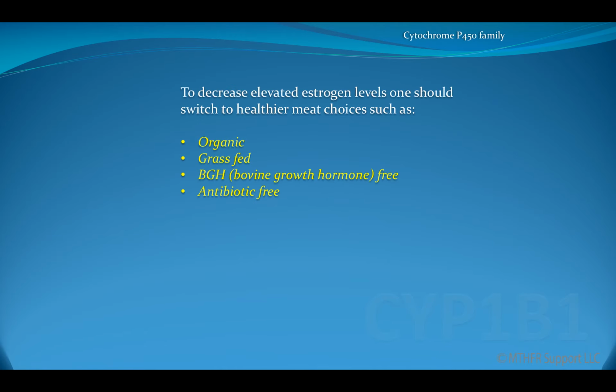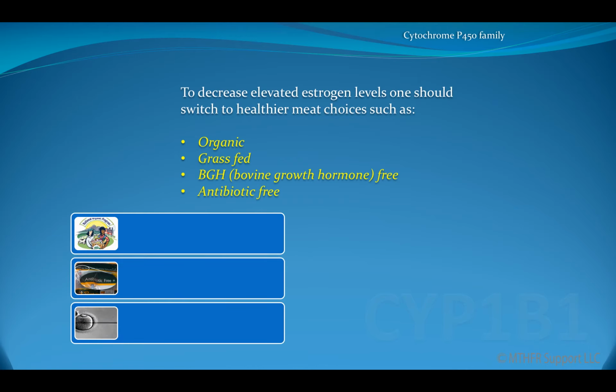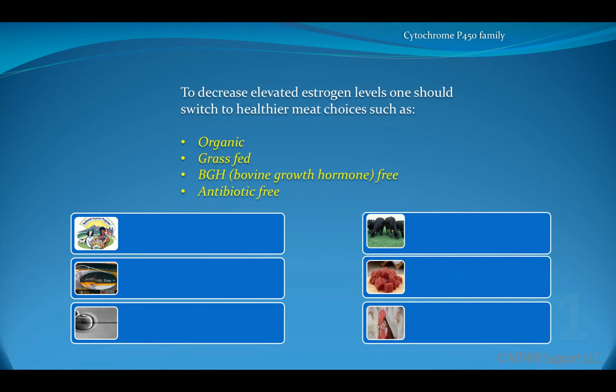The following is a list of foods that are better choices for an individual with CYP1B1 and elevated estrogen levels. Your meats and poultry should be organic, grass-fed, BGH-free, and antibiotic-free. Try to eat local and organic. Avoid canned goods because many canned goods contain BPA. When choosing water and other beverages in plastic bottles, make sure that the bottles are BPA-free.